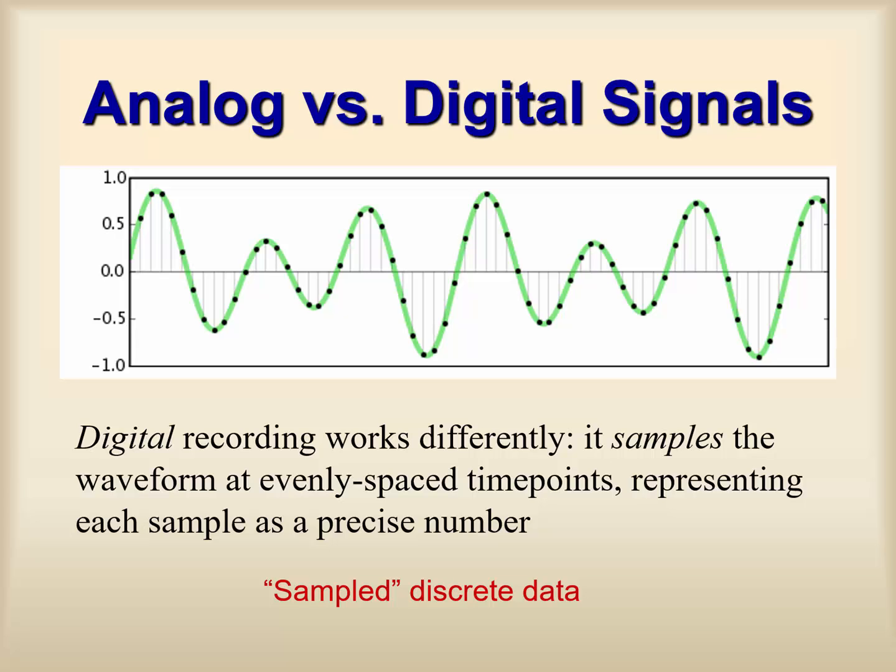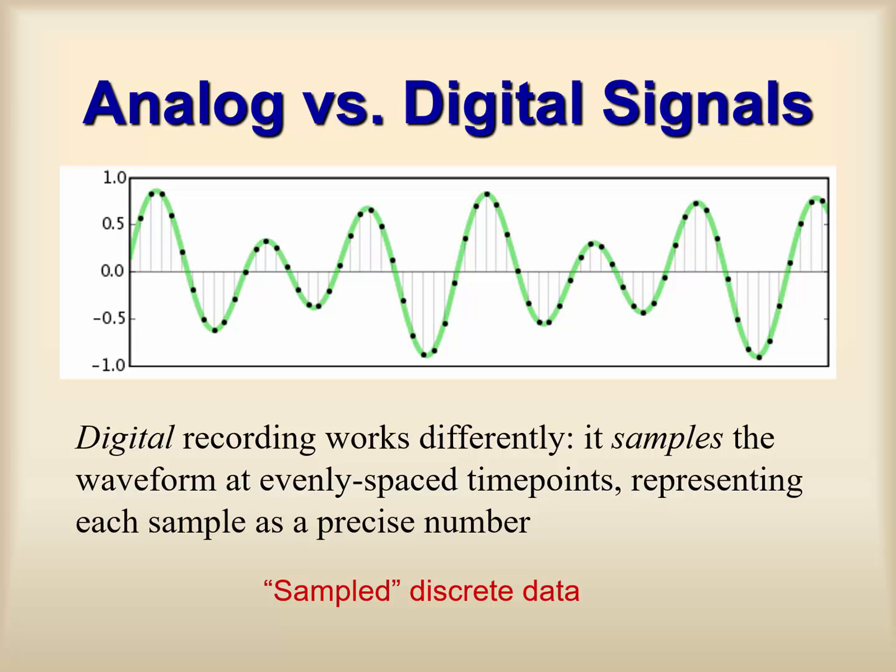Digital, however, works completely differently. We still have to deal with the analog wave because that's how the sound comes to us. But in digital recording, it becomes necessary to take samples, or measure, if you will, the actual points on the wave at evenly spaced time points. And these samples are represented as exact, precise numbers, another concept which we call discrete data, data that is sampled and has a specific number attached to it.